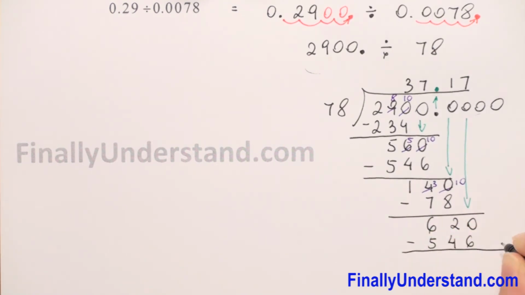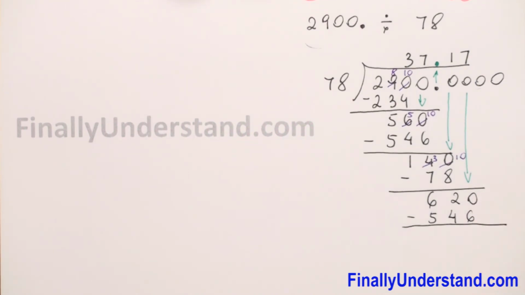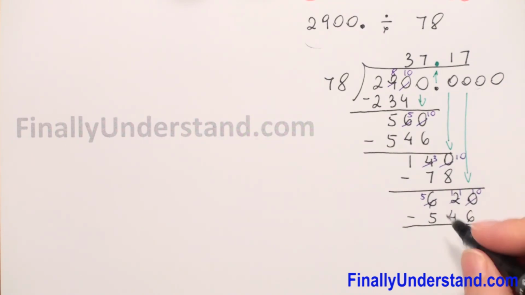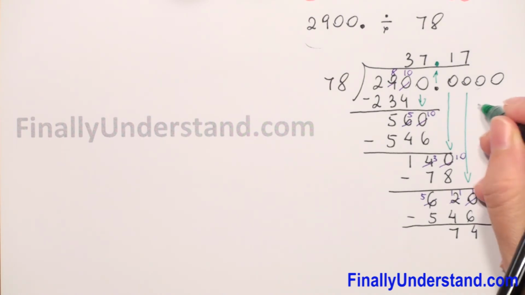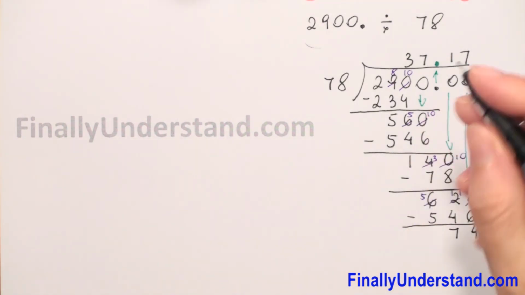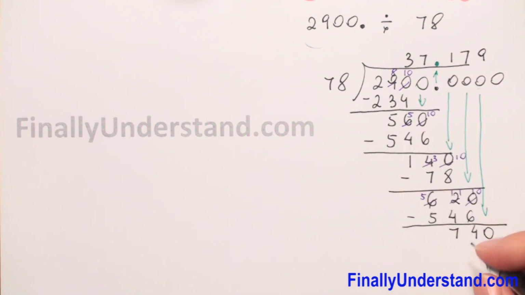546. Subtraction again. So again, we have to borrow 1 from 2. So it will be 1 and 10 at the end. 10 minus 6 is 4. 1 minus 4 we cannot do, so we borrow 1 from 6, so it will be 5, and we have 11 minus 4 is 7. 5 minus 5 is 0, we don't have to write. What next? We have to take down the next 0. So we have 740 divided by 78. It will be 9. 9 times 78 is 702.